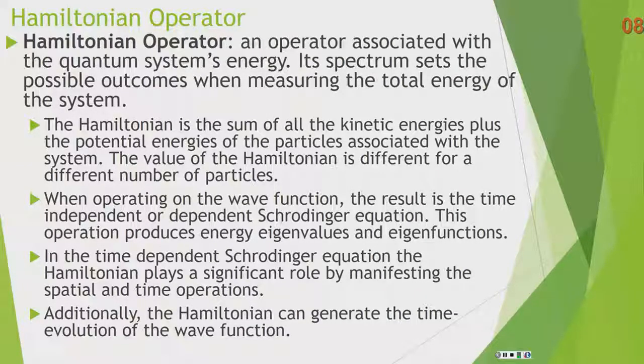When we use the time-dependent Schrodinger equation, the Hamiltonian has a pretty significant role in that it can manifest the spatial and momentum components based off time. Additionally, we can generate the time evolution of the wave function with the Hamiltonian when we apply it.